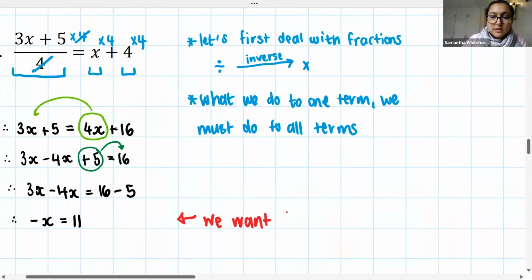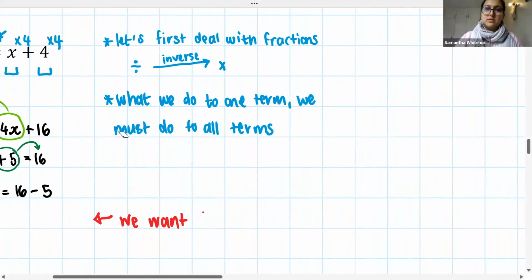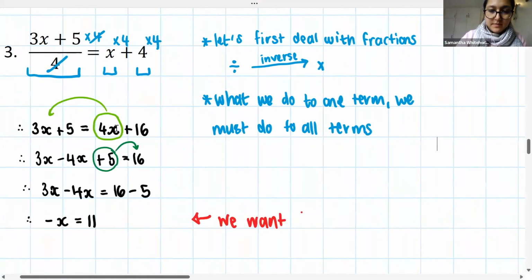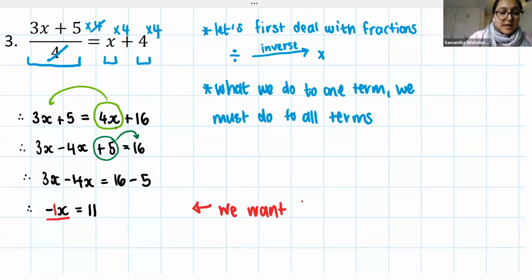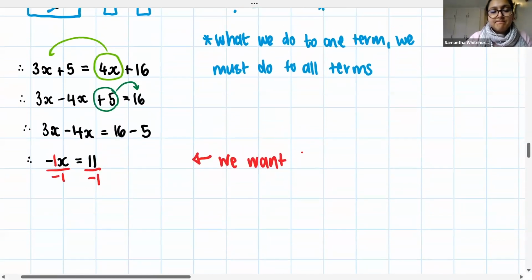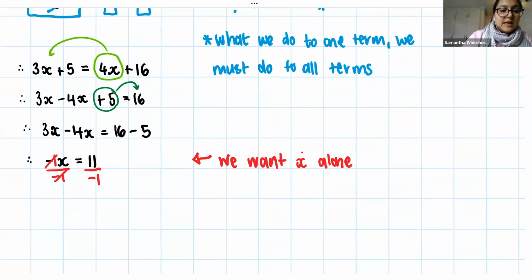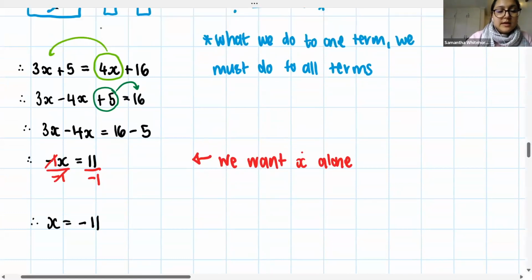So we want x alone. What that means is I need to remember I've got that invisible coefficient of negative 1 in front of my x, and I need to get rid of it. I can do that by dividing both sides by negative 1. And when I do that, I get rid of the negative in front of my x, and so x is equal to negative 11.